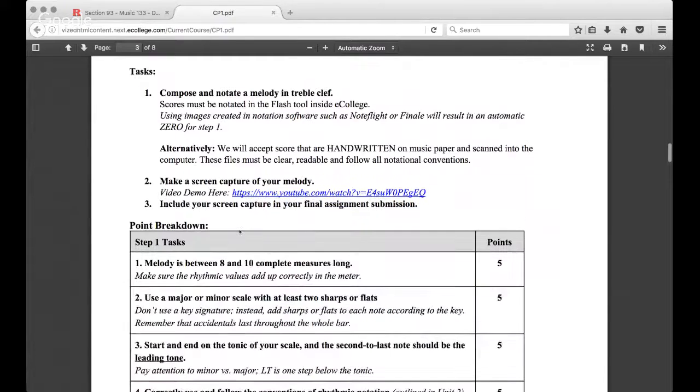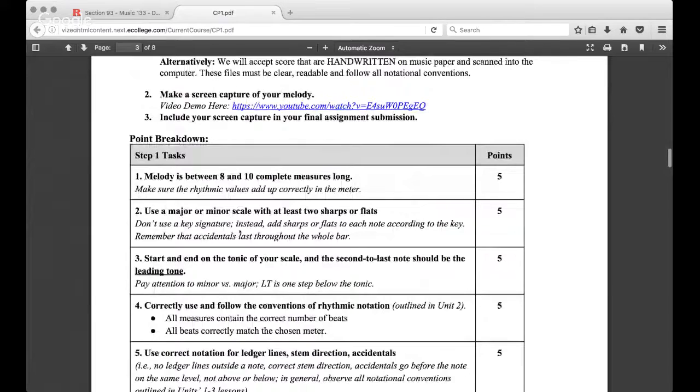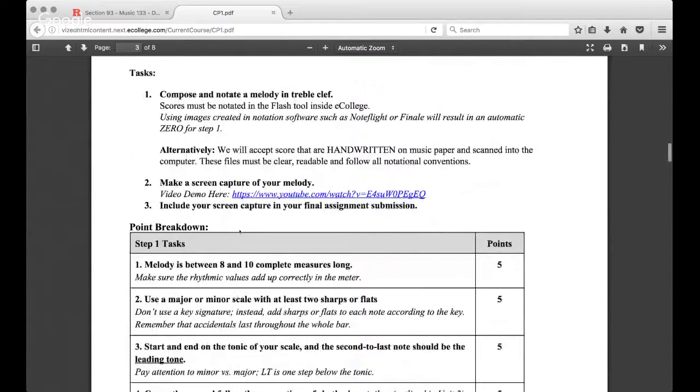So moving right along, follow the rubric. That's really what we recommend, because that's what we're going to be following when we grade. So in a way, the most important thing is just say melodies between 8 and 10 complete measures. So just check your work, make sure that it's not shorter or longer. Use a major or minor scale with at least 2 sharps or flats. That means don't put it in C major. Also don't put it in D flat minor. Or whatever.